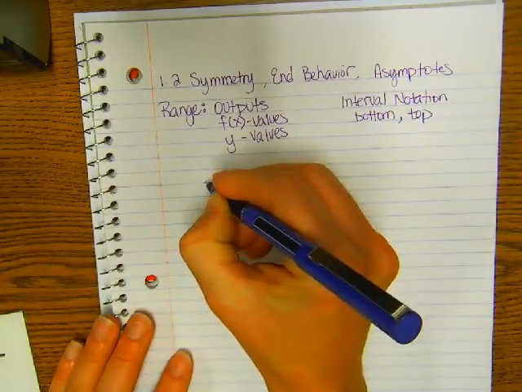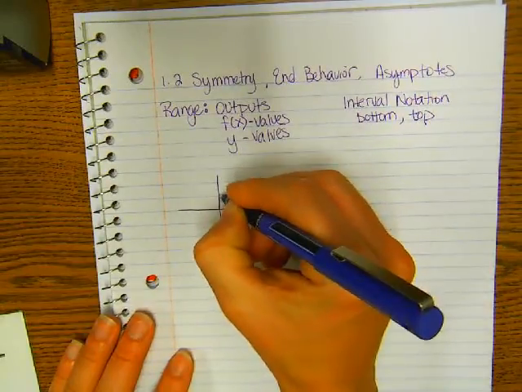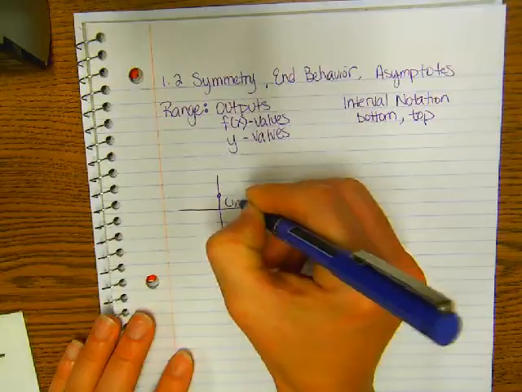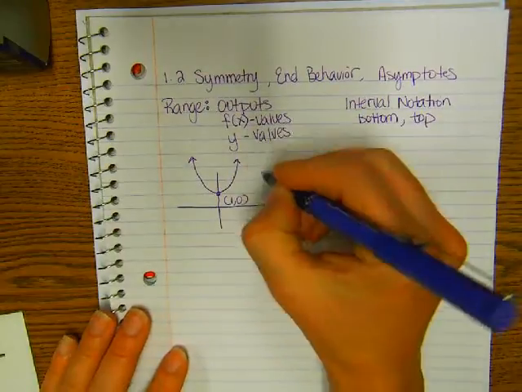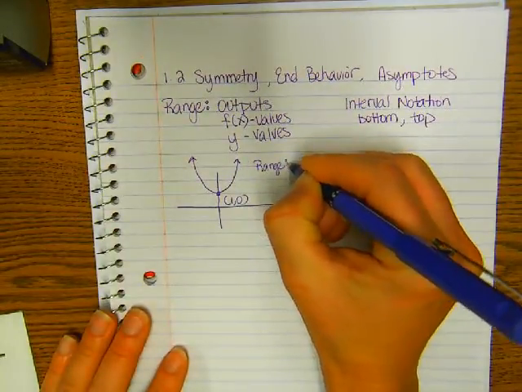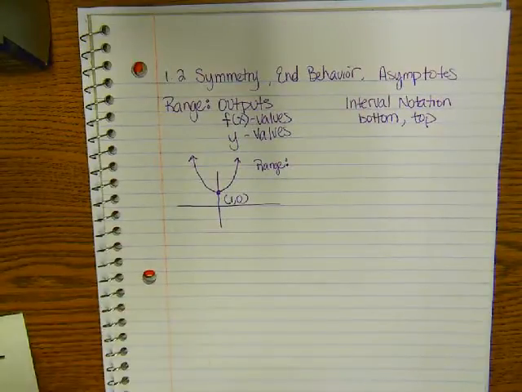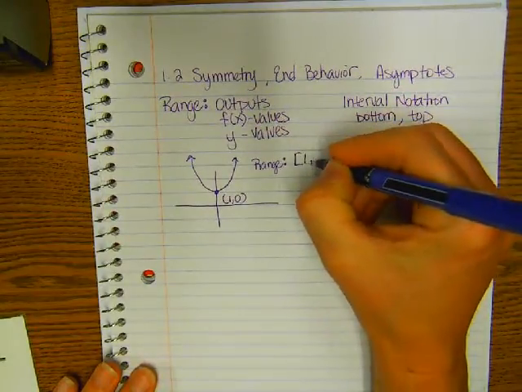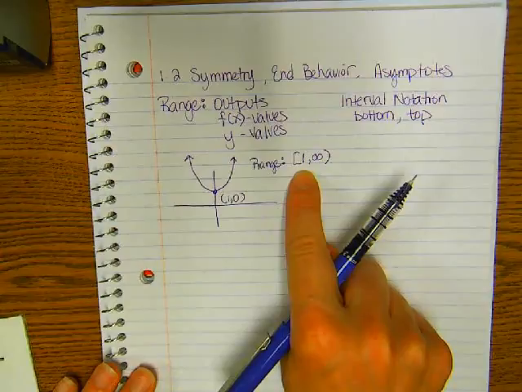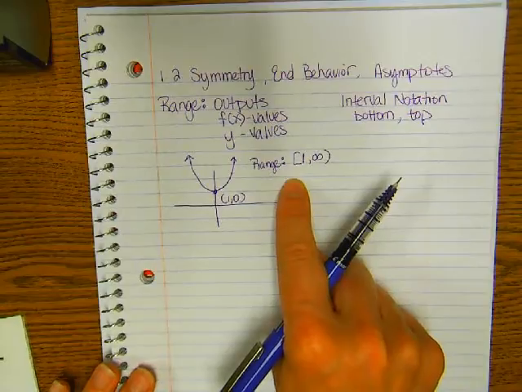I'm going to put a couple things up here graphically, because again, I like graphically to describe things. Okay, for this graph, what do you guys think the range would be? Going from bottom to top, 1 to infinity. Does the graph touch 1? Yeah. So I use a bracket. If this were an asymptote, we would use a parenthesis. This is range now.